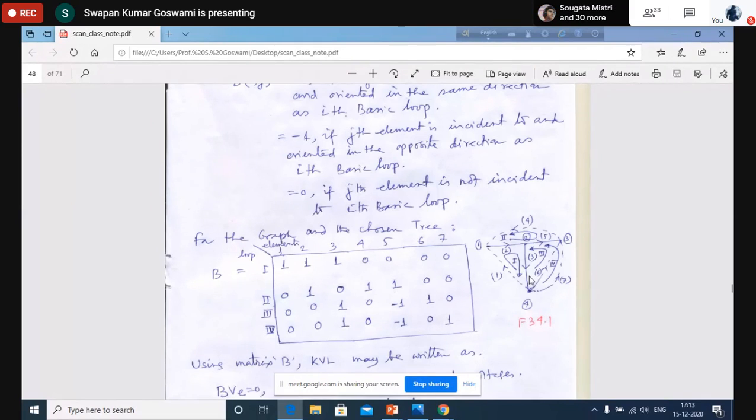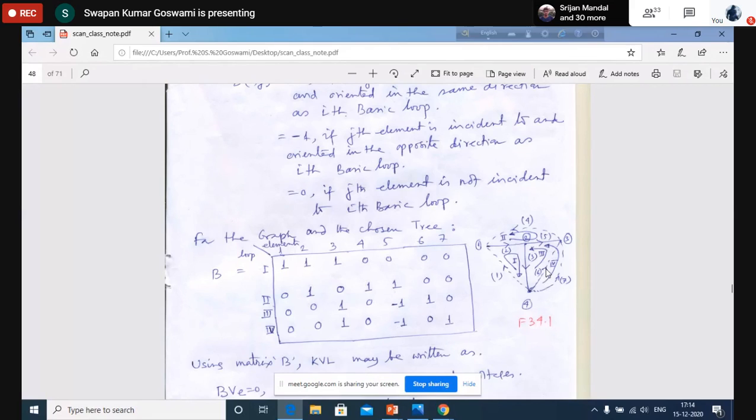Similarly, element 4. Element 4 is a link, so it will take part in one loop. It is taking part in loop 2, and the direction will be same. So for the fourth element, loop 2 is +1.